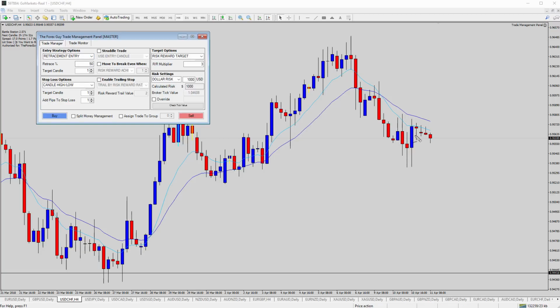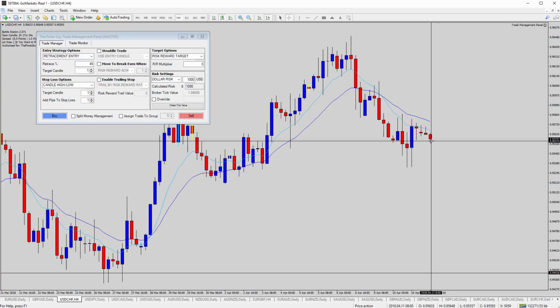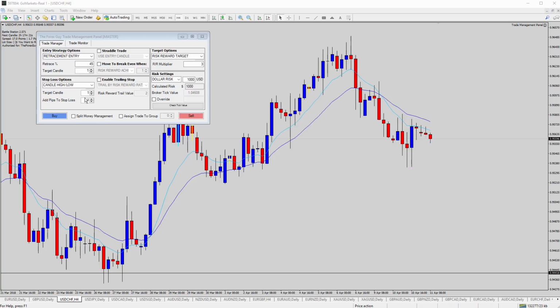But what I'm actually looking to do here is probably enter on a retracement. I won't go the full 50. We'll just say 45%. That's pretty reasonable. And the stop loss I'm going to place below the candle low, and the target candle is going to be 1. Oh no, it's not. Nearly made a mistake there. We've got to count from 0 backwards. So it's going to be candle 4. So we go 0, 1, 2, 3, 4. So we want it below candle 4. So I better make sure that that's set properly. And add pips to stop loss if you want. You can add some points or just add 1 there by default.